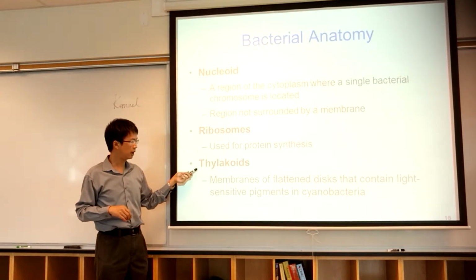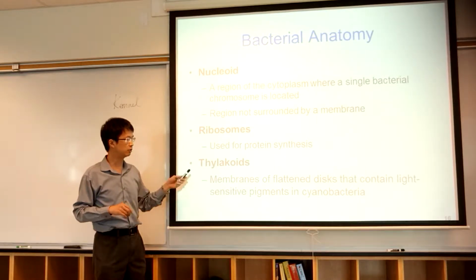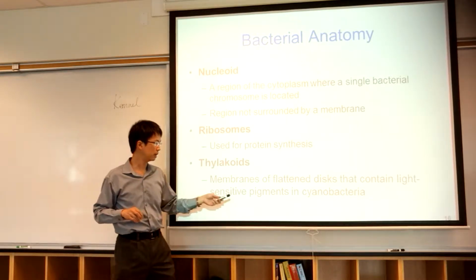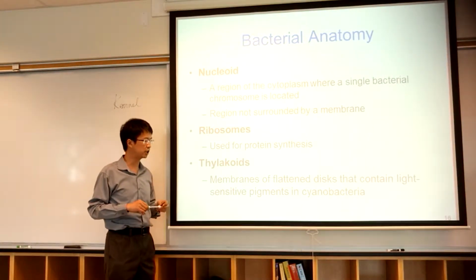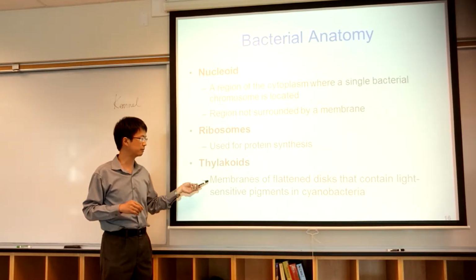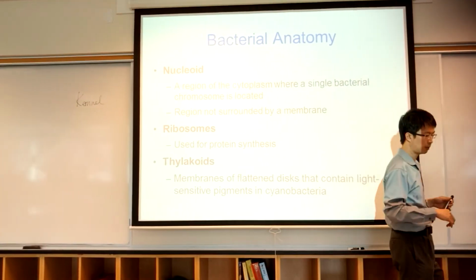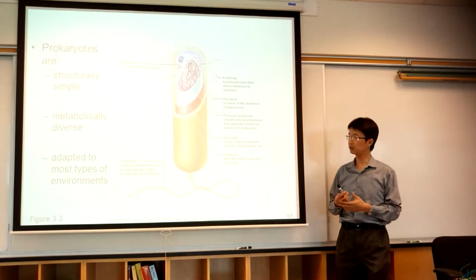Thylakoids are light-sensitive pigment structures in the cyanobacteria. You will see thylakoids in the plant, in the chloroplast. They are also called thylakoids. Some bacteria called cyanobacteria, or blue-green algae, can do photosynthesis. The reason they can do photosynthesis is because they have a light-sensitive pigment in the thylakoid. So not all bacteria are harmful. Some of them can make their own food.